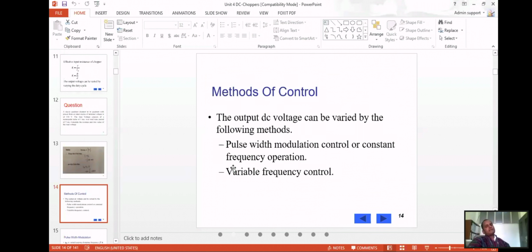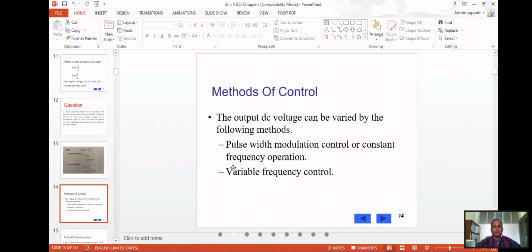Now, methods of control. How do you control the output DC voltage? Our main focus here is that the input is constant and your output should be variable. So there are two different ways. One is pulse width modulation control, or constant frequency operation. I'm repeating again, it's pulse width modulation control or constant frequency operation. The other one is variable frequency control.